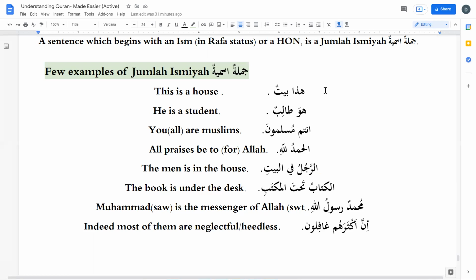Like you have already seen, in Jumlah Ismiyah there is a subject, and then you have the information about the subject. Hada, huwa, antum, alhamdu, ar-rajulu. These are the subject of the sentence. And then you have the information about the subject. Baitun, a house.